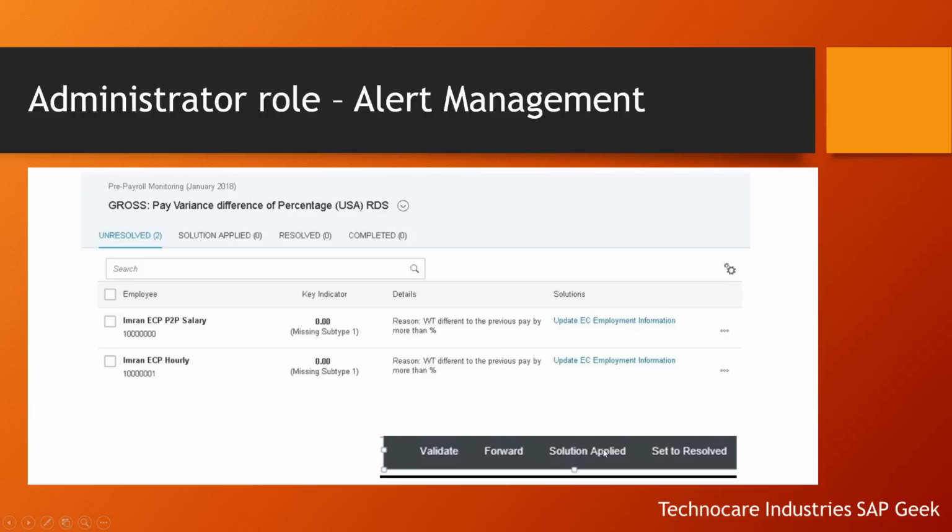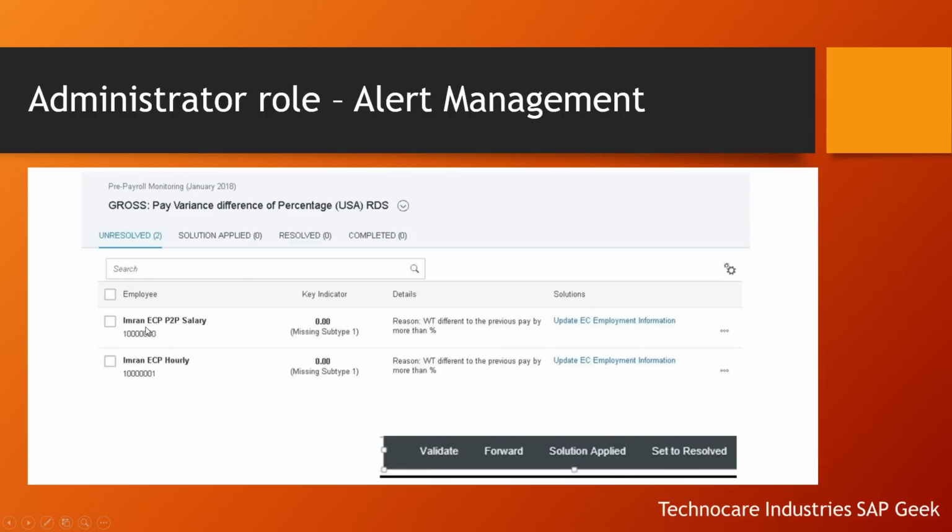Then we have something called solution applied. We mark it as solution applied so that this error is reduced. Another one is set to resolve. Set to resolve is a special category SAP has given.